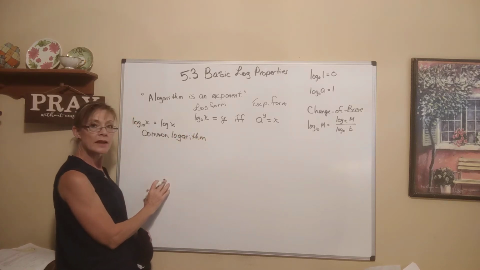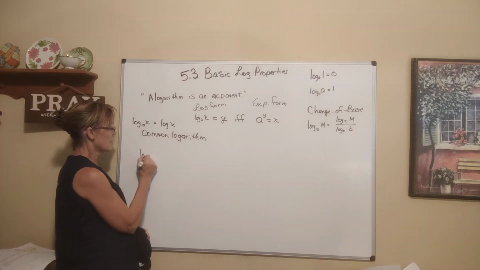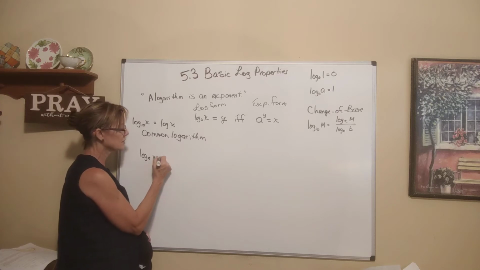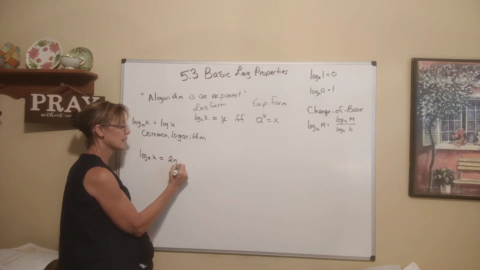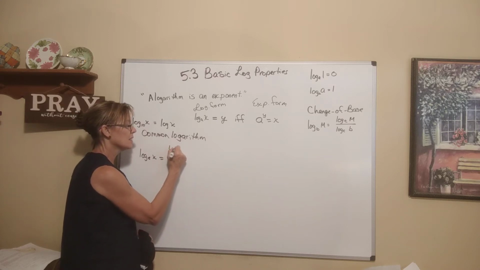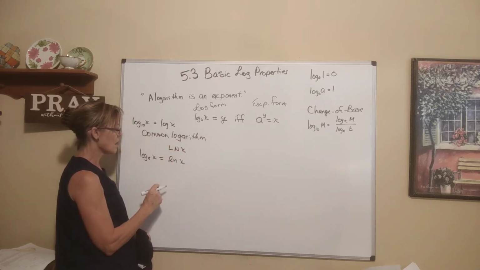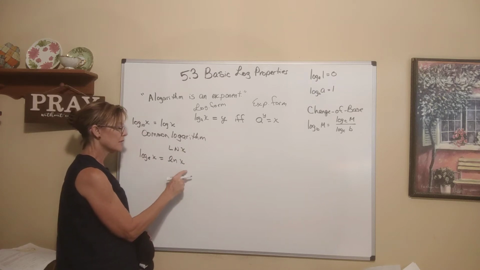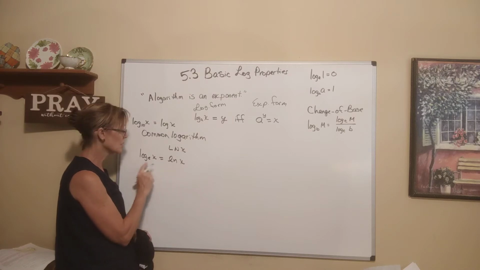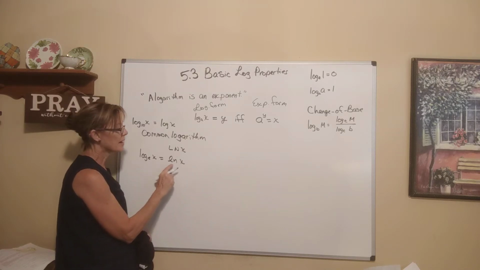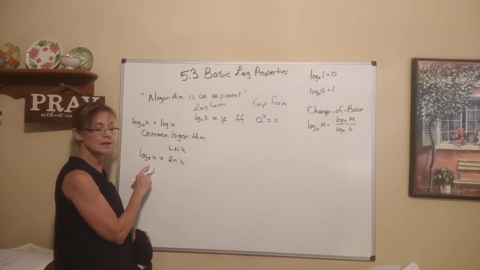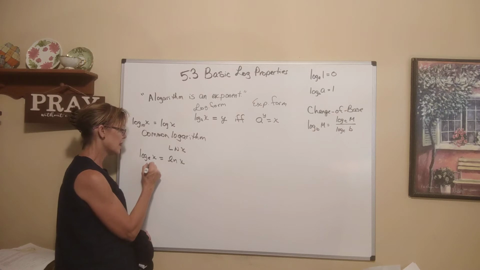If you see log base e of x, when the base is e, we generally write this as ln of x. When you see just ln of x, this is understood to be log base e of x. When they write ln instead of a log with a base, it's understood to be base e. This is called the natural logarithm.